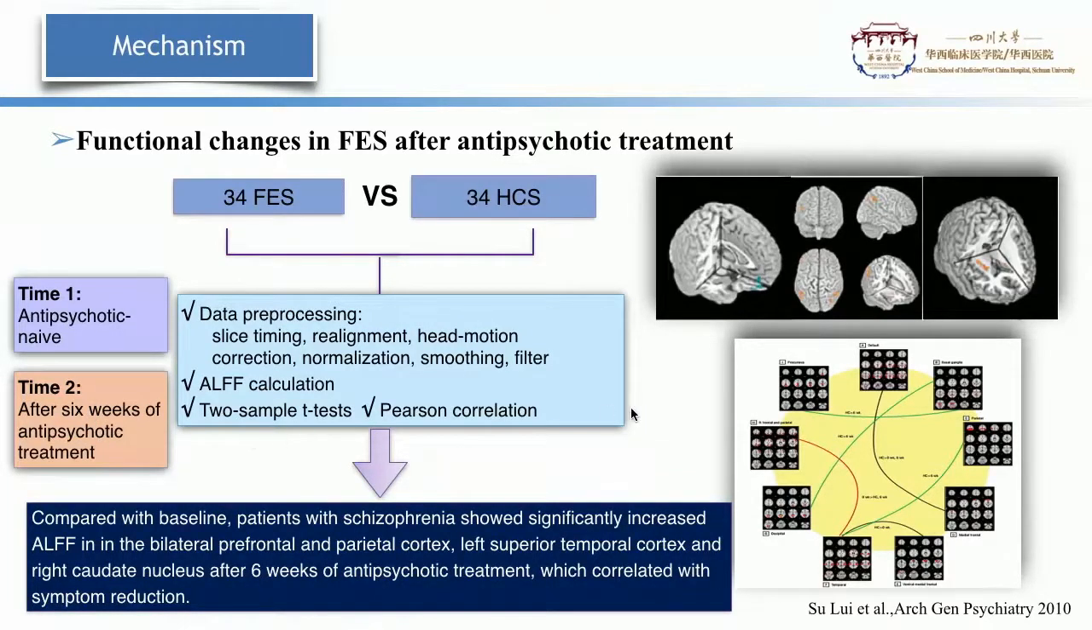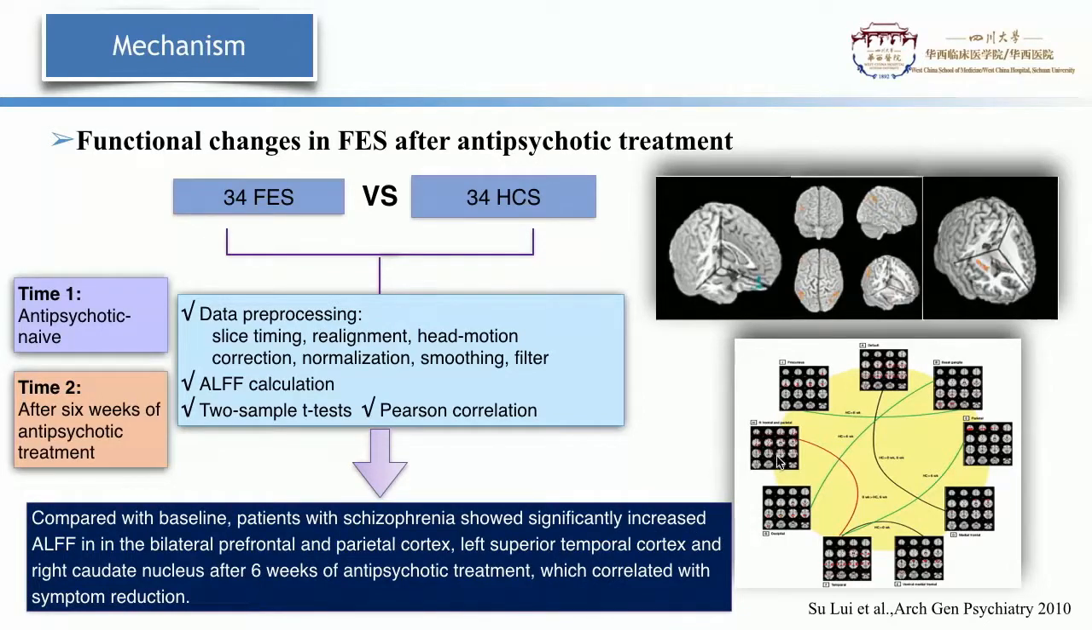Here you see this is at the baseline. For this small group, we got a similar result as in the big group study just now: a decrease of ALFF in the prefrontal area. Then after just 6 weeks of antipsychotic treatment, we found an obvious increase of ALFF in multiple brain regions, including prefrontal and parietal cortex and some other regions. And they were correlated with the symptom reduction.